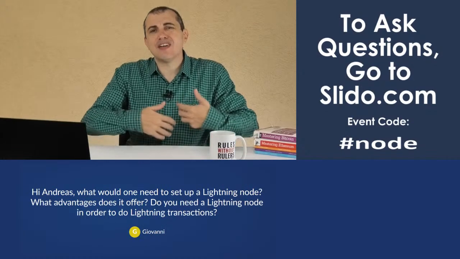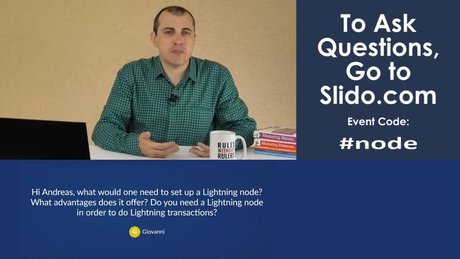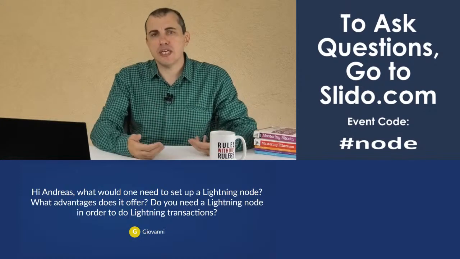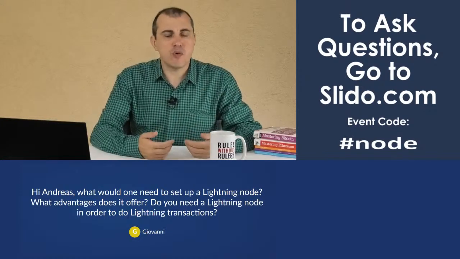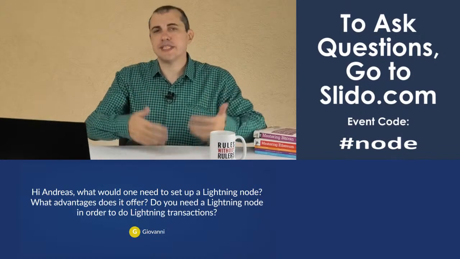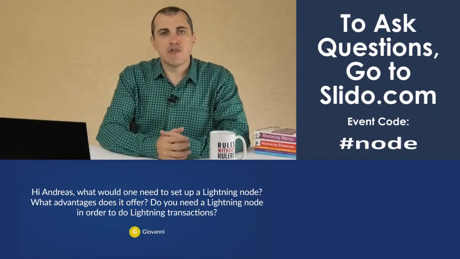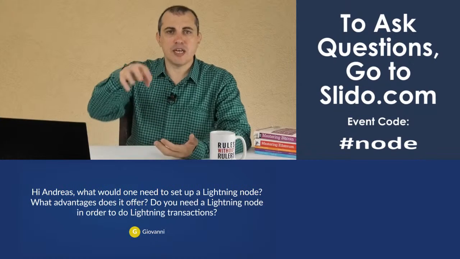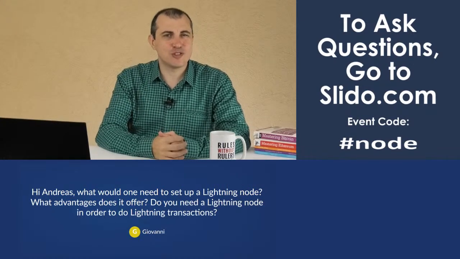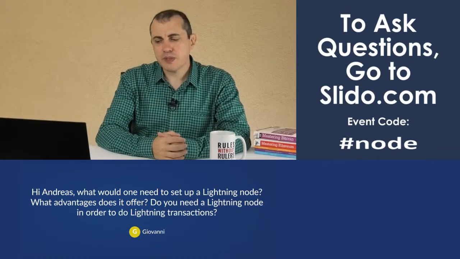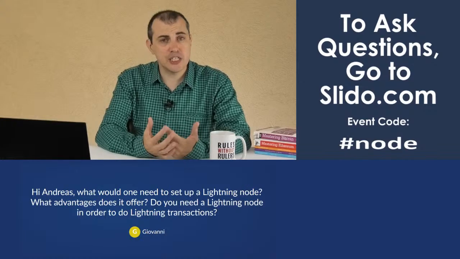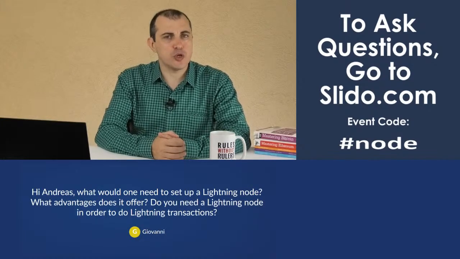You've already done most of the heavy lifting by running a Bitcoin node. You're already going to need to have 340 gigs of data downloaded, synced, verified for your Bitcoin node. So the Lightning node then on top of that is relatively lightweight. And it's a good addition because it really expands what you can do.